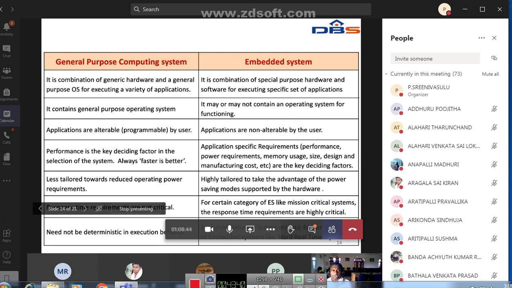We need an OS when we want to perform multiple tasks. Example, if you take a mobile phone, you can do many things. You can make a call, type something, watch videos, listen to music, like that. There are many applications. That is why we need an operating system to perform multiple tasks at a time.